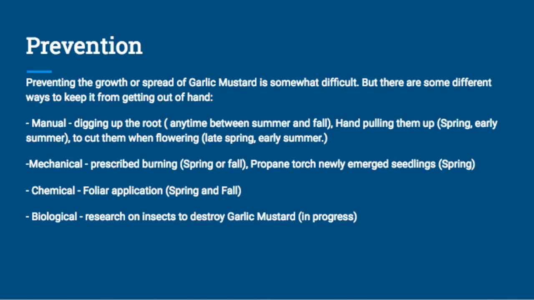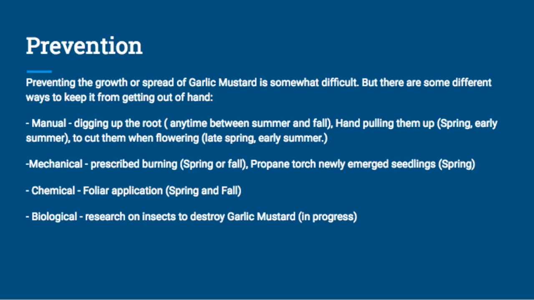Some ways of preventing the expansion of garlic mustard is by manual prevention and just digging up by the root, and to cut them when they are flowering to prevent the pollination and the seeding in the area. Some of the mechanical ways of preventing expansion is burning in small areas, using a propane torch on the seedlings, and a chemical way of preventing is foliar application, and this should be done in the spring or fall, as well as the mechanical, and the manual can be done anytime.